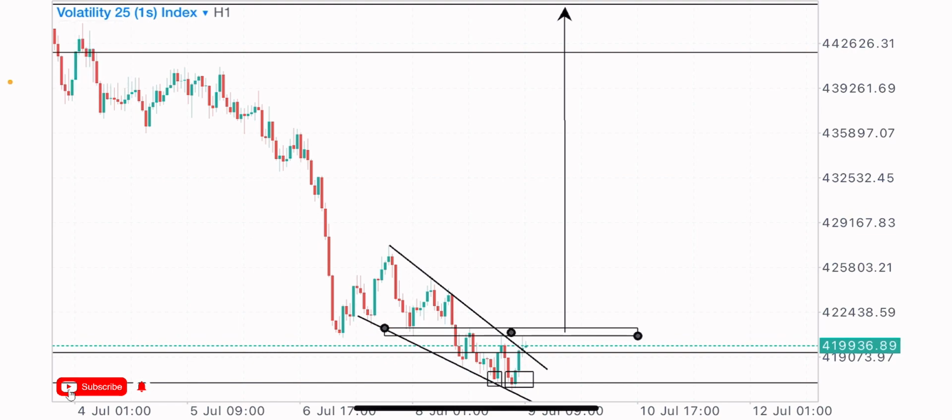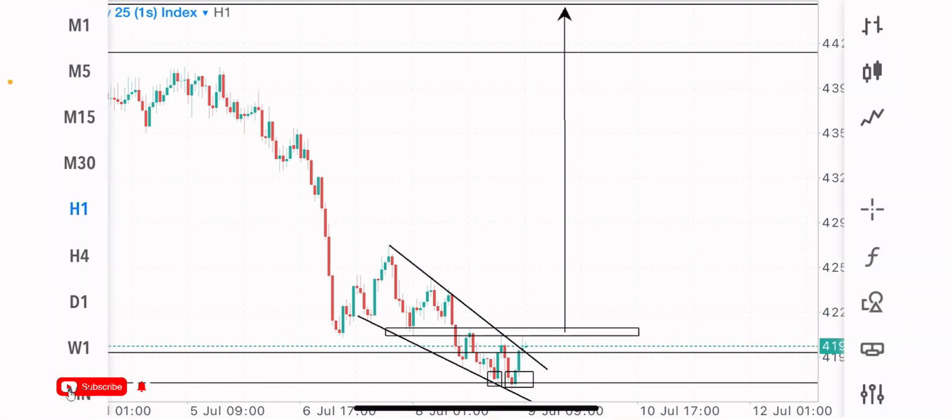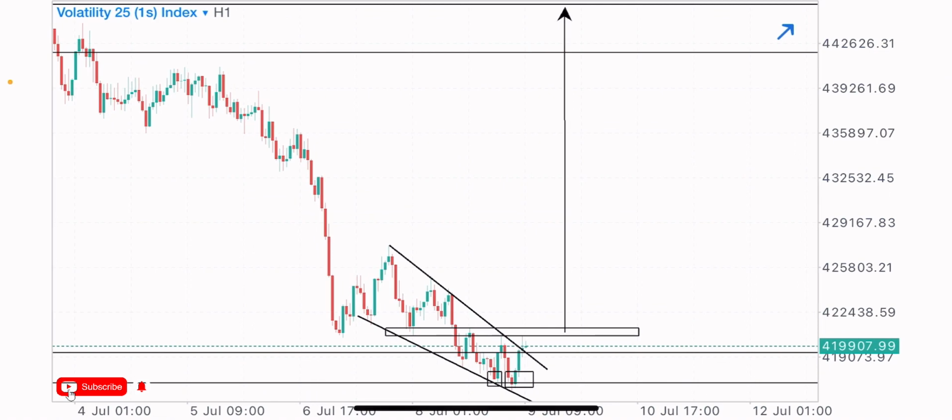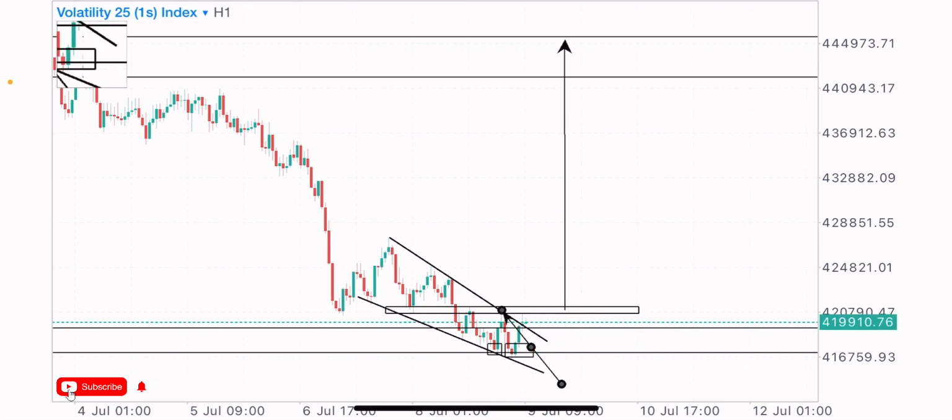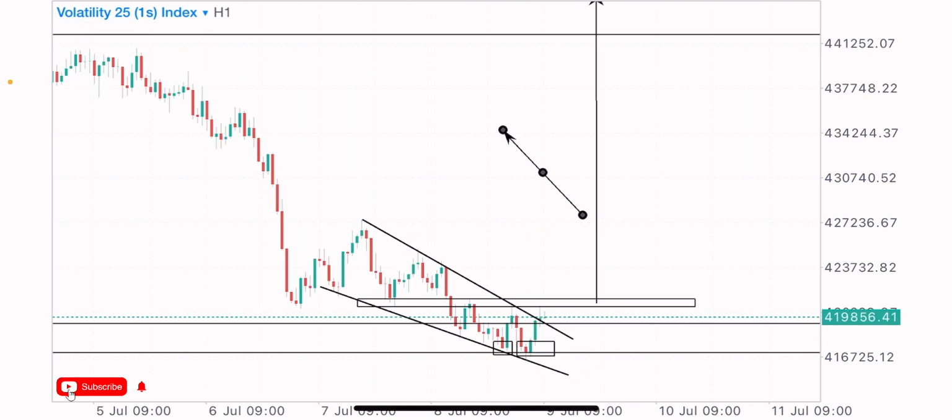So let's expect the market to give us a break out of this our level of resistance, as well as our neckline, the neckline of our double bottom formation that we got at this point. So we could see the market give us a break out of this our descending channel, as well as the break of our neckline for a good buy in the coming hours on V25.1S.